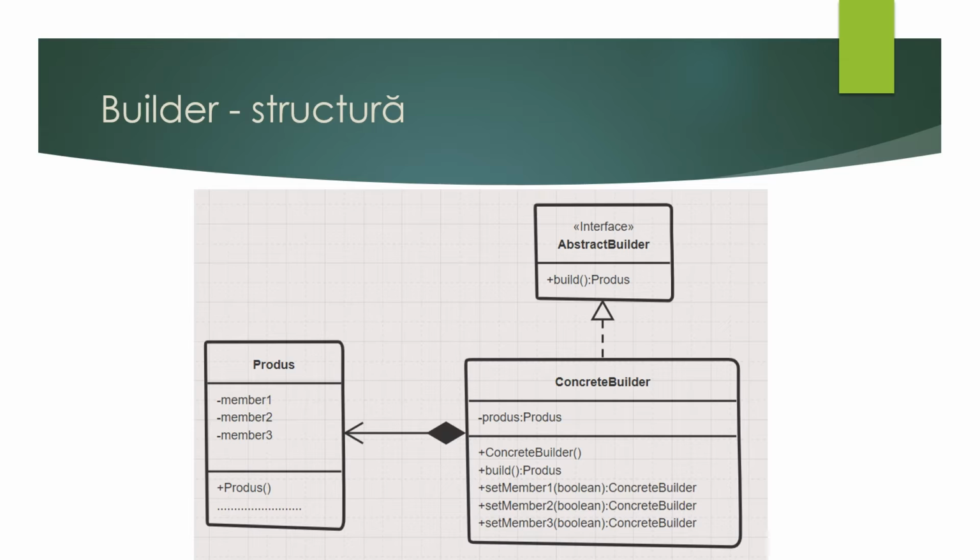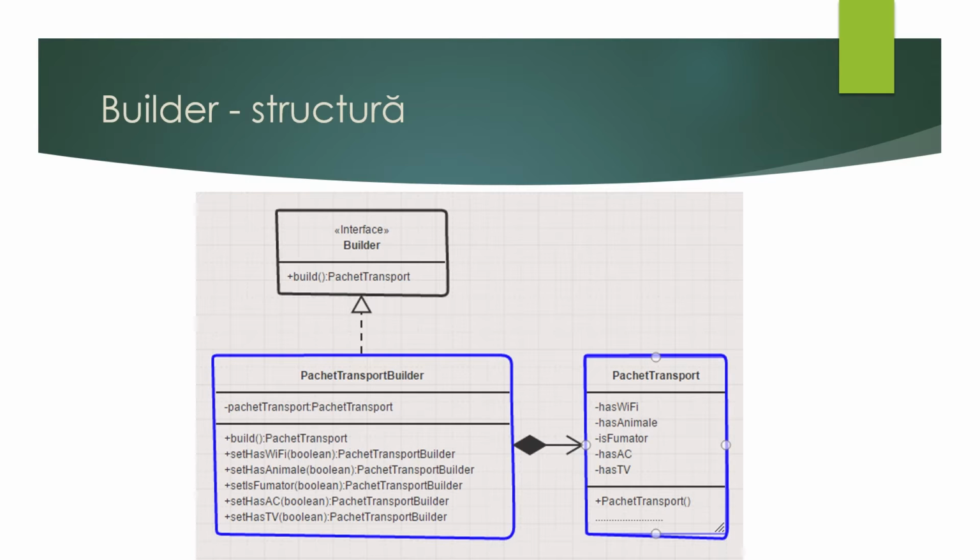Well, you have three main players: the product, the builder, and the concrete builder. The product is the final complex object we're aiming for, the travel package in our example. The builder is like a blueprint, an interface that defines the methods for constructing each part of the product. Think of methods like add Wi-Fi, add pet accommodation, set smoking room, and so on.